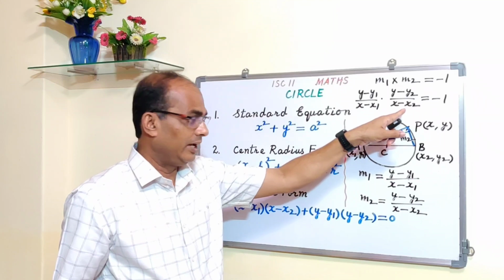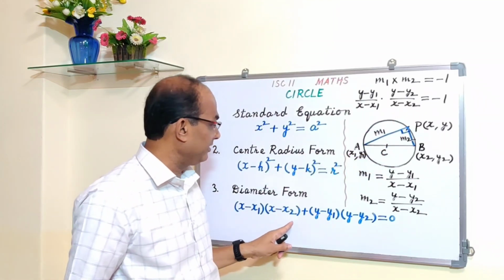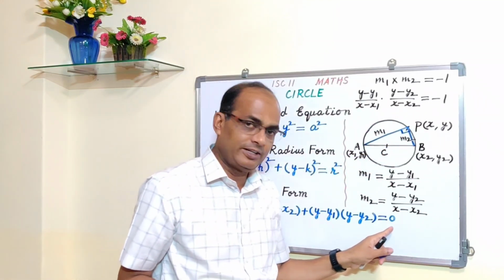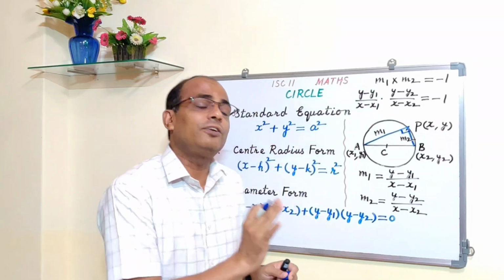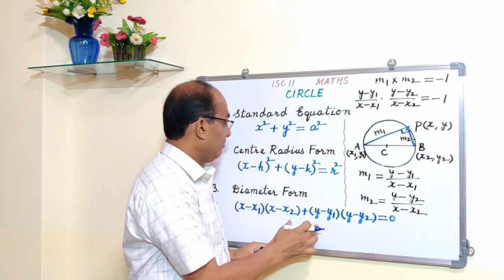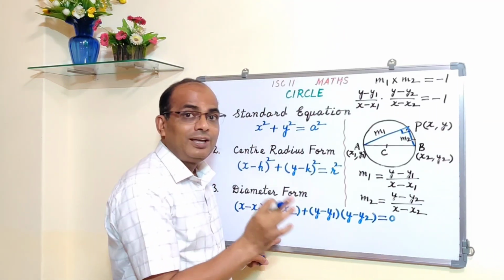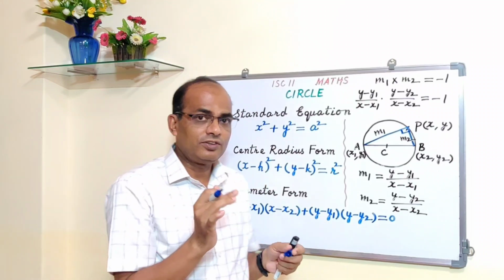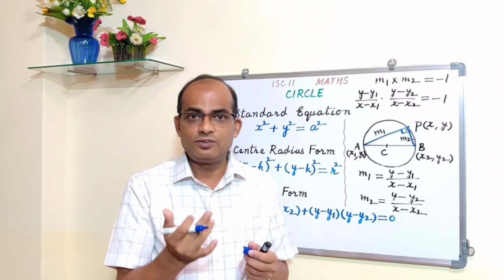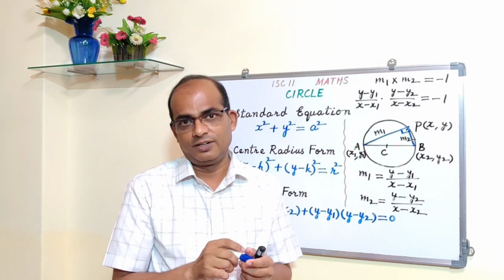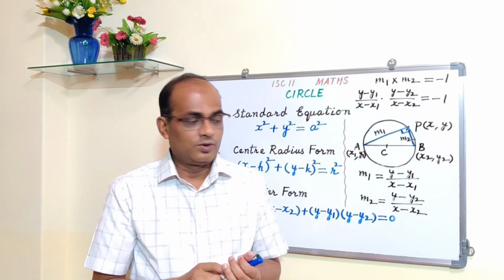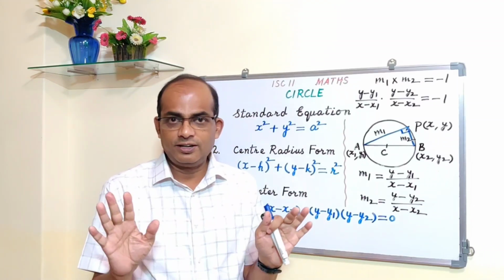One more step you have to write down and you will get x minus x1, x minus x2 plus y minus y1, y minus y2 equal to 0. This is the equation of the circle. We call it diameter form. That means the equation of the circle when the coordinates of the ends of diameter are given. Alright, so I hope everything is very very clear.